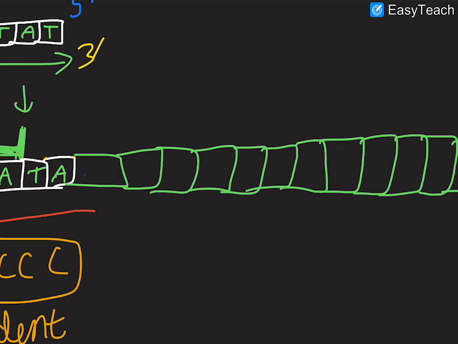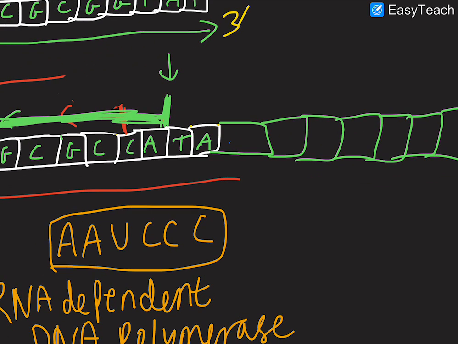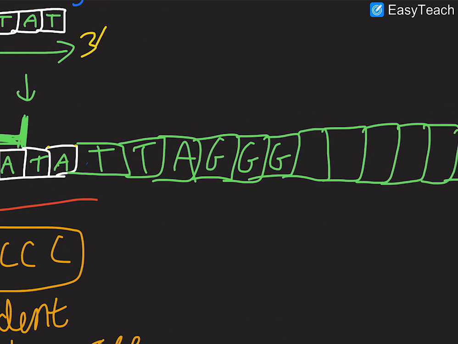Okay, so again, this is a 3' end, right? What it's going to do, telomerase will present this template over here, and then it'll convert this RNA to DNA. So what is that going to be? So we're going to have TTA, GGG.